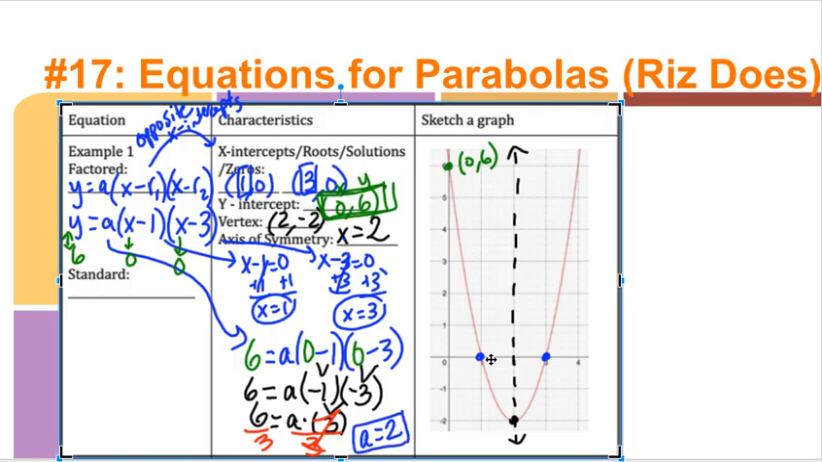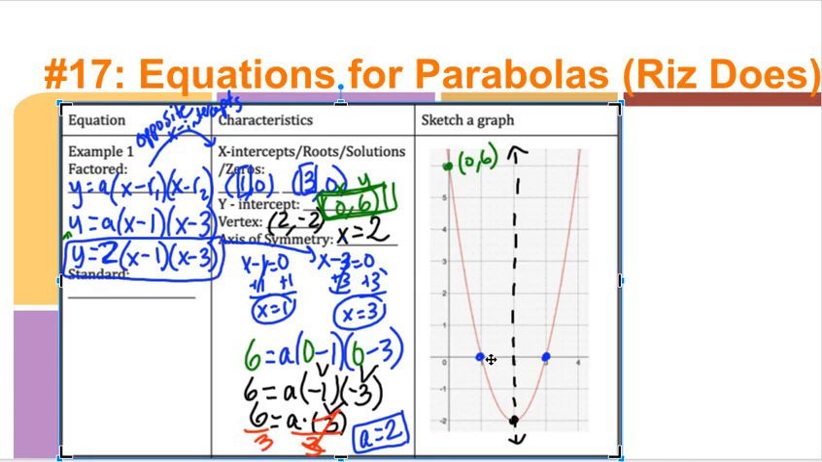So what does that mean practically for you? That means that the factored form, I'm going to write it over here. The factored form is y. It's not a, but a is actually 2. y equals 2 multiplied by x minus 1 multiplied by x minus 3. And that is my factored form.